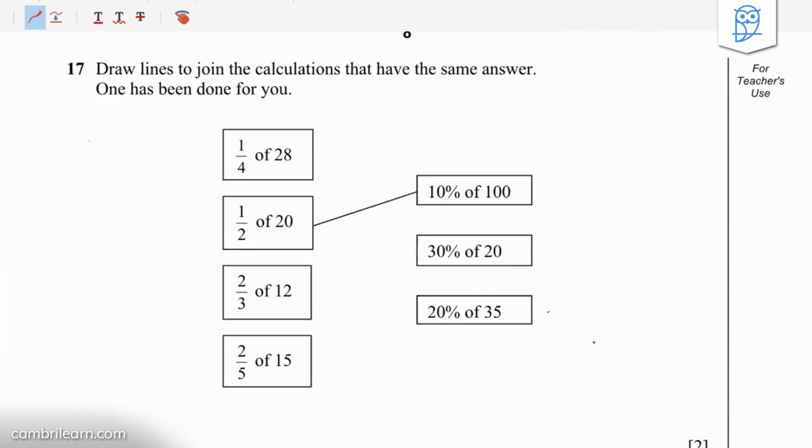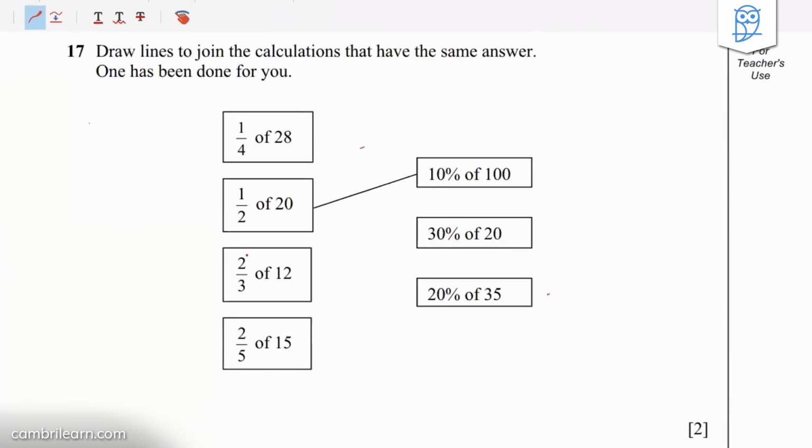Moving on. Draw lines to join the calculations that have the same answer. Now, I would suggest with these types of questions to get answers of all of these. So 1/4 of 28, half of 20, 2/3 of 12. We can get answers of all of them and then see where they match. So I'll leave this one to you guys.